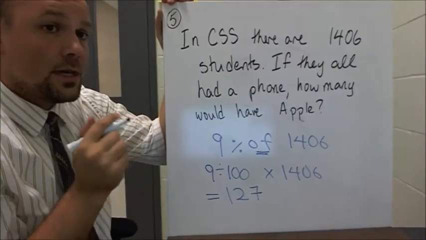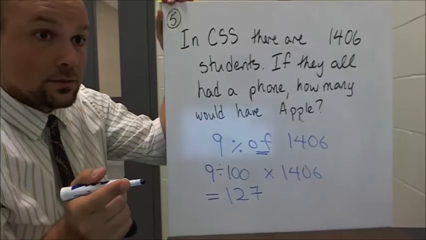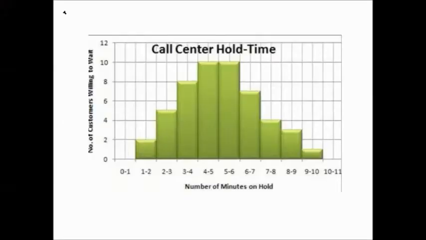Now we're going to have a look at a different type of chart. This is called a histogram, and the title tells us that this is about call center hold times. The axes tell us that this axis is the number of minutes on hold, so people that were willing to wait 1 to 2 minutes. The y-axis is the actual number of people. So for 1 to 2 minutes, 2 people were willing to wait. 2 to 3 minutes, 5 people. 3 to 4 minutes, 8 people, and so on.